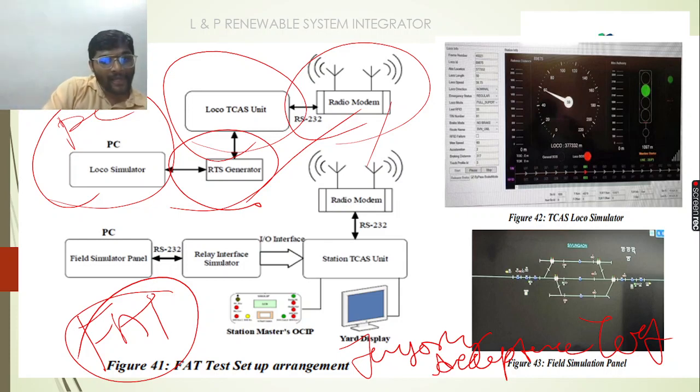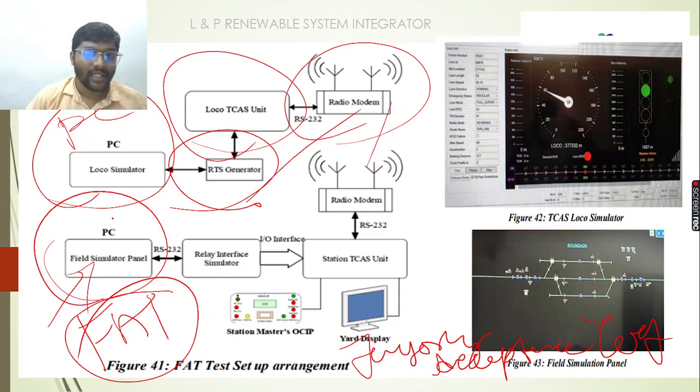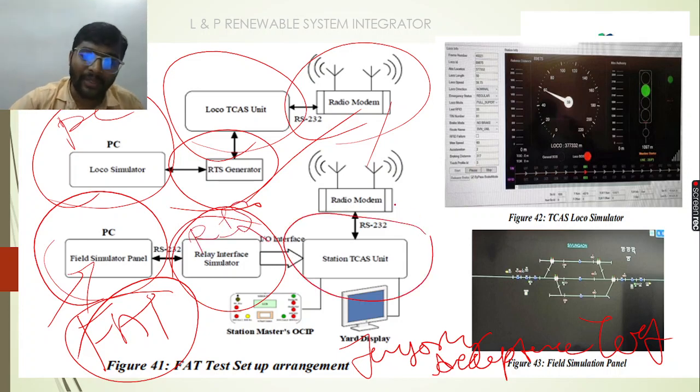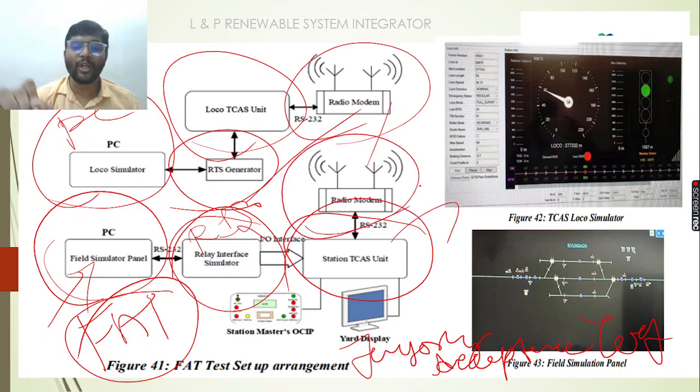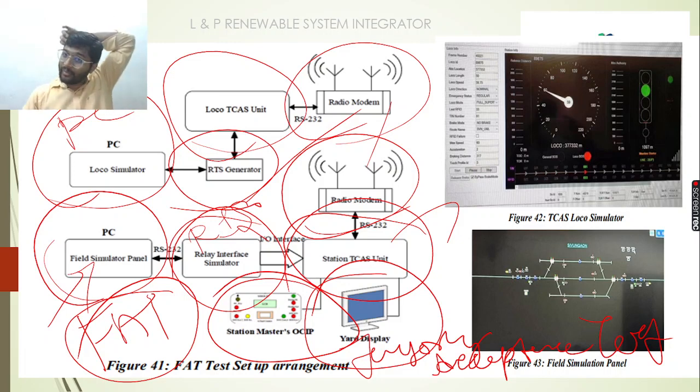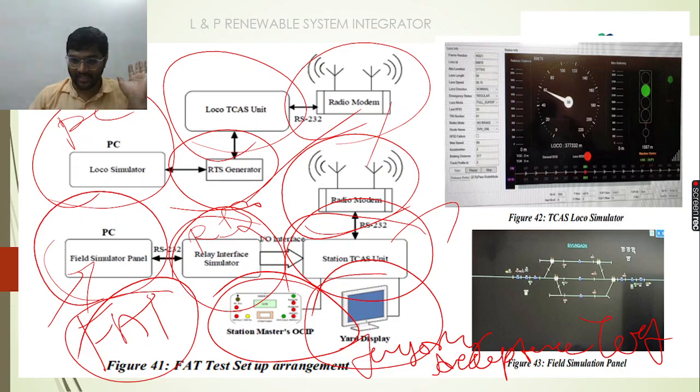In the same way, on the field side, with the help of the field side simulator in the PC, we will try to communicate with the relay interface simulator, and with the station train collision avoidance system unit, through the radio modems. This is going to be our display, and we will also cross-check the station master's OCIP as well. All these tests we will do with the help of the loco simulator and the field simulator panel.